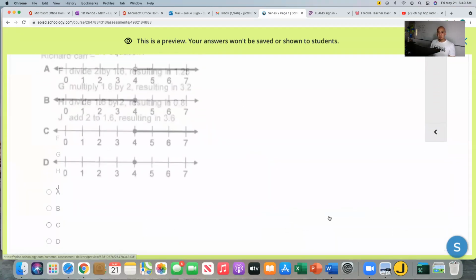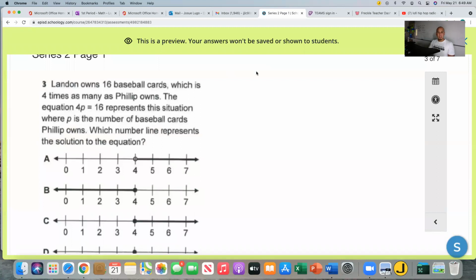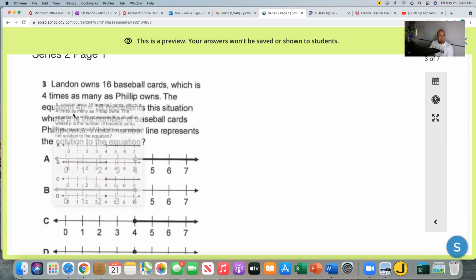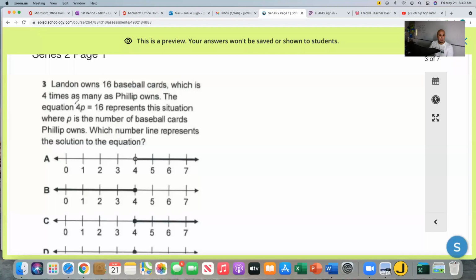Finally, in this short video, let's go over number 3. And this reads, Landon owns 16 baseball cards, which is 4 times as many as Philip owns. The equation 4p equals 16 represents the situation where P is the number of baseball cards Philip owns. Which number line represents the solution to the equation? This is one of those where they give you the equation that you need. Okay, they give you the equation or expression or inequality that you need. So 4p, 4 times Philip's cards is equal to 16.